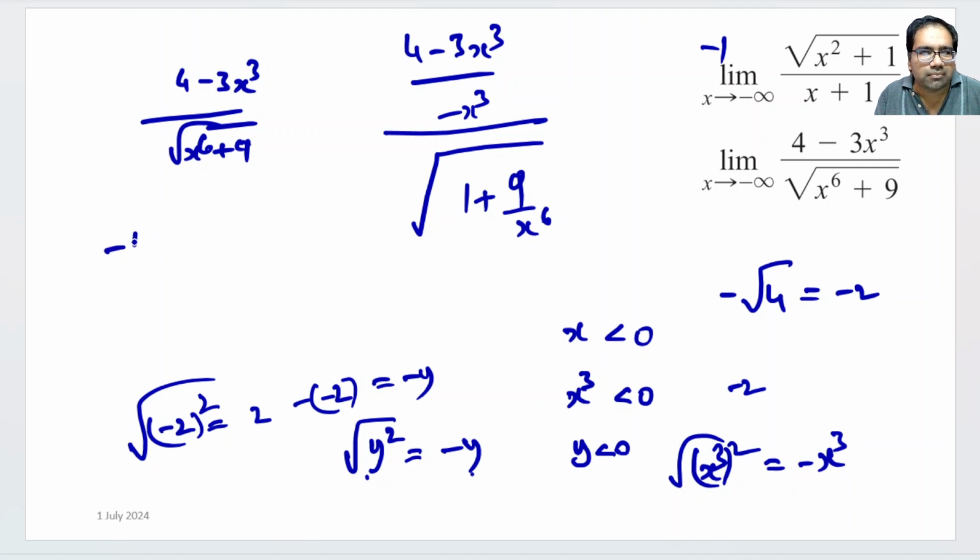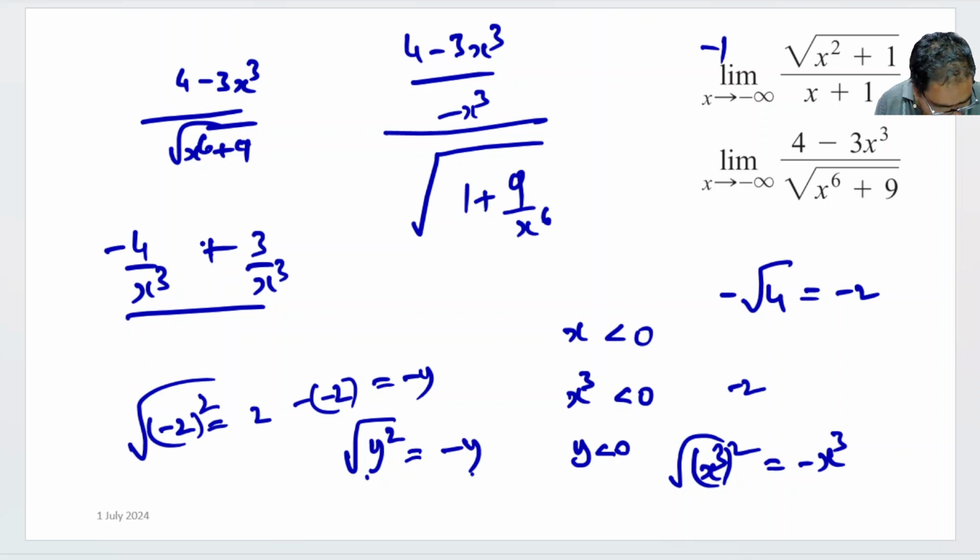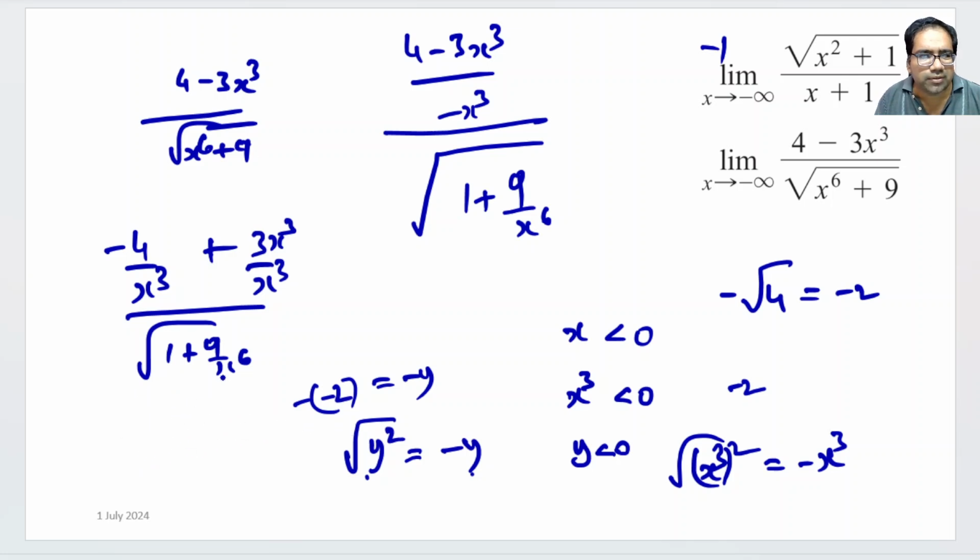This becomes minus 4 by x cube plus 3x cube by x cube, by under root 1 plus 9 by x power 6. Now, x tends to minus infinity. So this will become 0 and this will become 0, and here these two will get cancelled, we will be left with 3. So, the limit is actually 3.